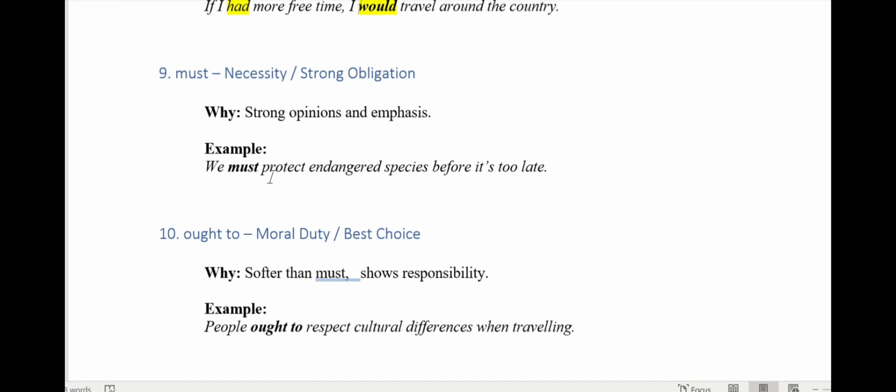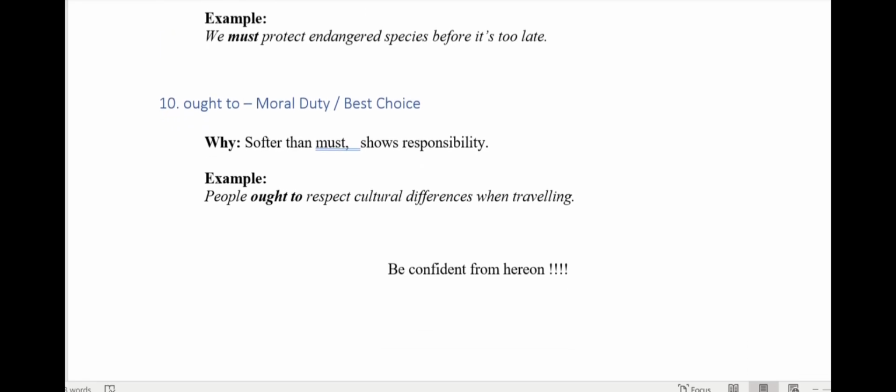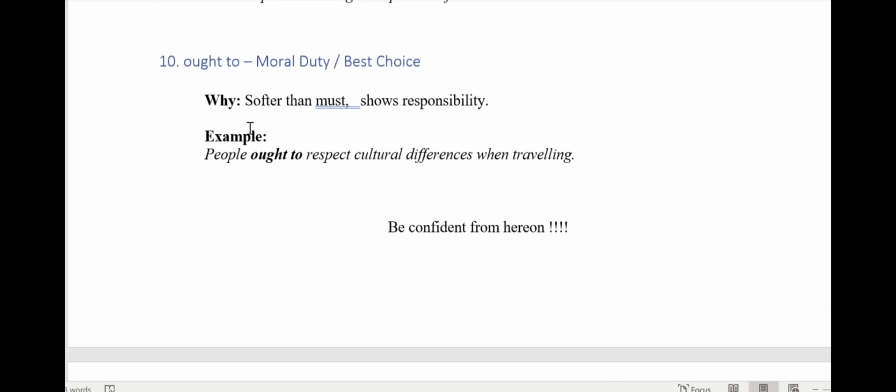The last one is ought to. Ought to speaks about moral duty or the best chance. Why? It is softer than must and shows our responsibility. People ought to respect cultural differences when traveling.